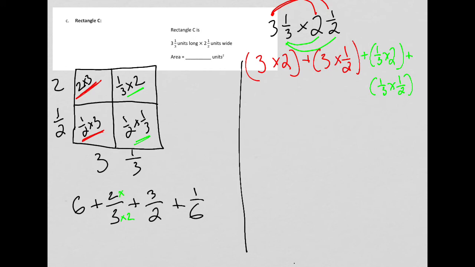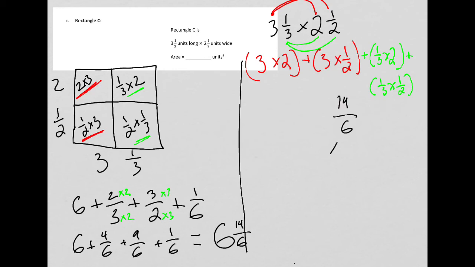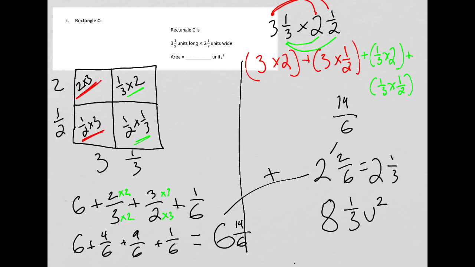So 3 times 2 will give me 6. 2 times 3 will give me 6. So my new equation is going to be 6 plus 4/6 plus 9/6 plus 1/6. So my 6 wholes stay the same, and my fractions, 1 plus 9 is 10, plus 4 is 14/6. Well, 14/6 is a fraction greater than 1, so I can do 14 divided by 6. I for sure can take 2 wholes out, and then I get 2/6, which can be 1/3. So add that to my 6, and I get 8 1/3 square units.